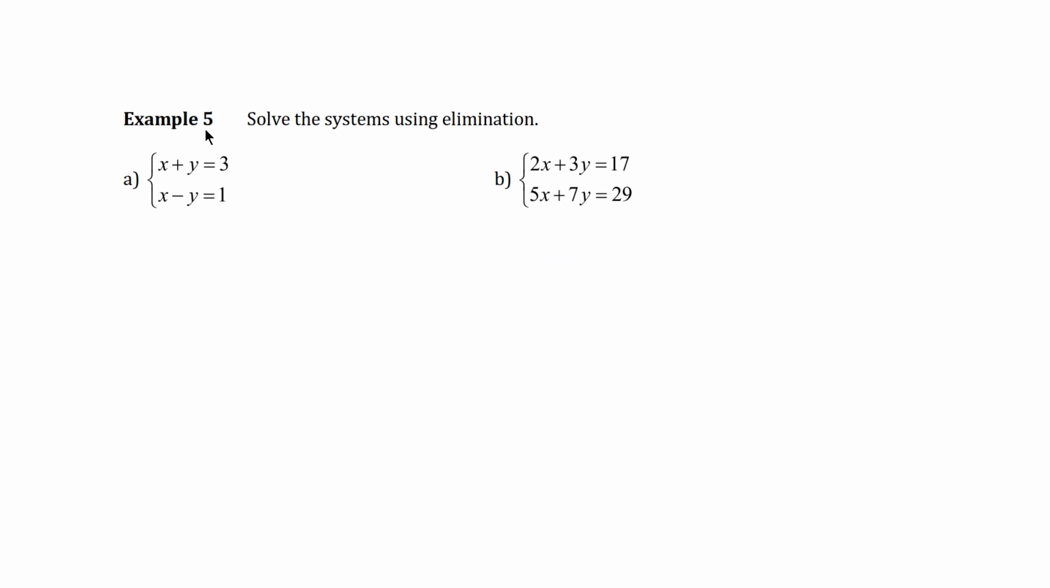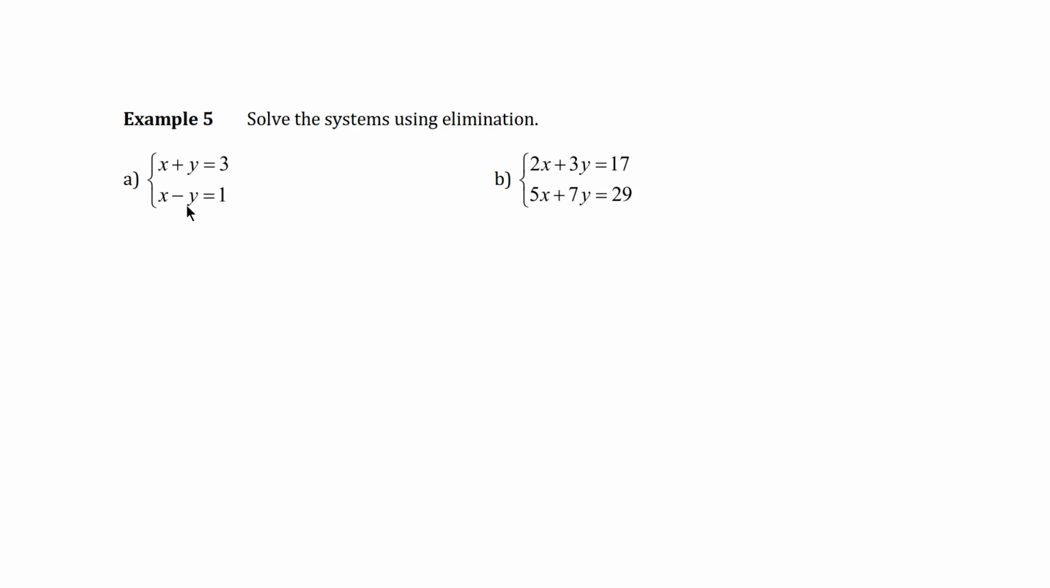For example number 5, solve the systems using elimination. For part A, we have the system x plus y equals 3 and x minus y equals 1. The first step to solve the system using elimination is writing each equation in standard form. You could see that both of these equations are already in standard form, so the next step would be to either multiply one or both equations by a constant so that the coefficients of one of the variables are opposites. If we take a look at both equations, you could see that the y variables are opposites. So we can move on to step number 3, which is just adding together both of these equations.